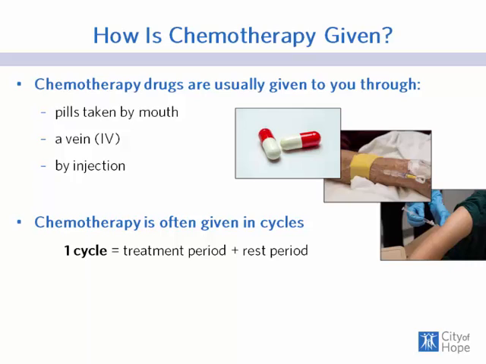Chemotherapy is usually given in cycles. A cycle means that you will get chemotherapy for a period of time followed by recovery time. An example would be a 28-day cycle where you get treatment weekly for 3 weeks. Then the 4th week is your rest period. Your next, cycle 2, would be the same for the next 28 days.